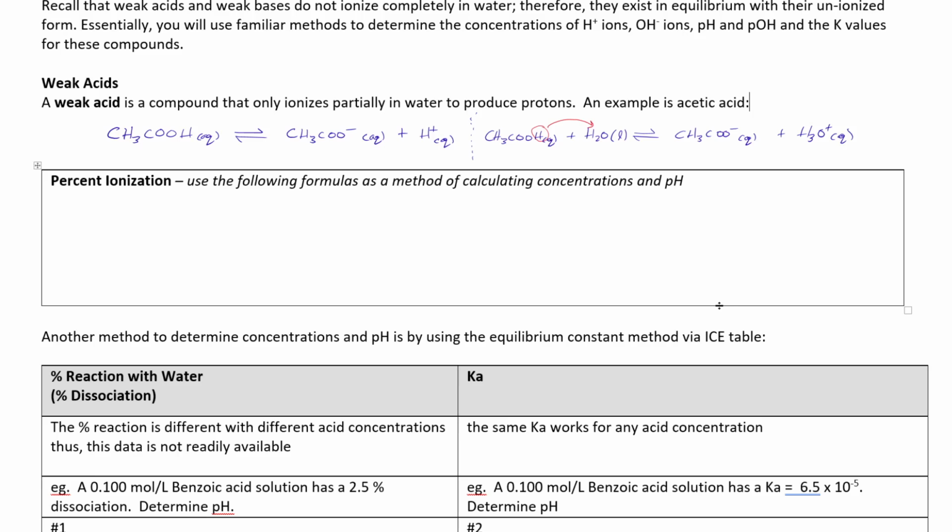We can use percent ionization, which is a method that allows us to calculate concentrations. Percent ionization is given as percent H+ or percent H3O+ is equal to the concentration of H+ or H3O+ over the initial concentration of the acid times 100%. Another way of shortening that is P = [H+]/[HA]initial times 100%. Now that's for an acid. If we wanted to do this for a weak base, P = [OH-] over the initial concentration of your weak base times 100%.